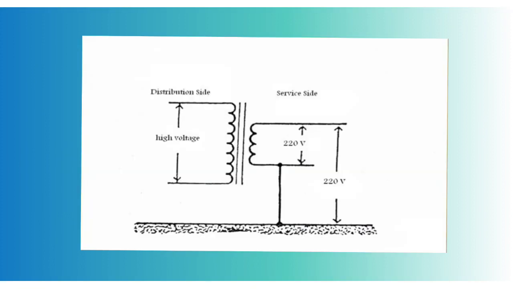So, this diagram represents the neutral point connection. On the distribution side, we have high voltage power, and on the service side, the power is transmitted. So, the line indicates there is a ground connection.